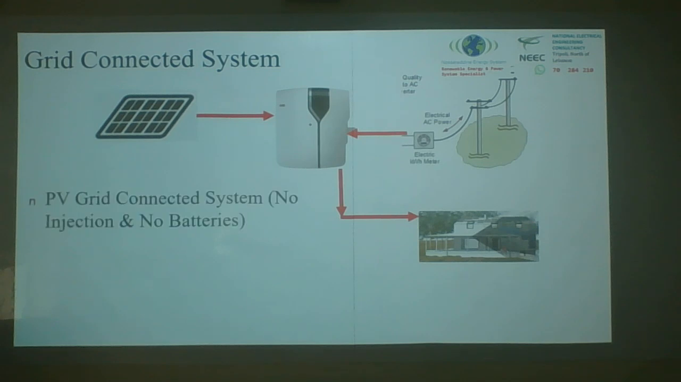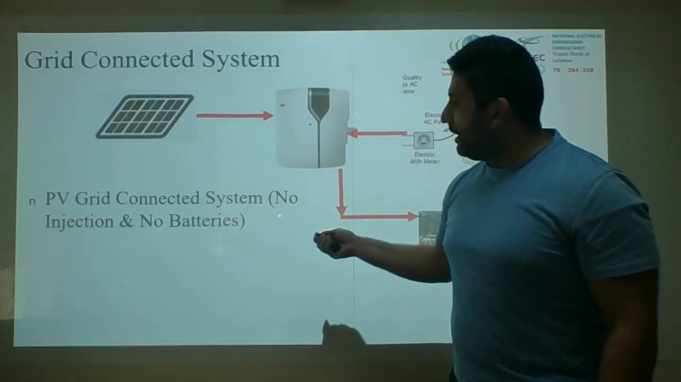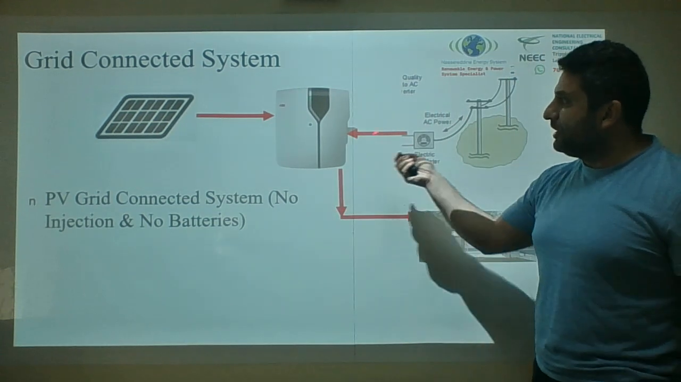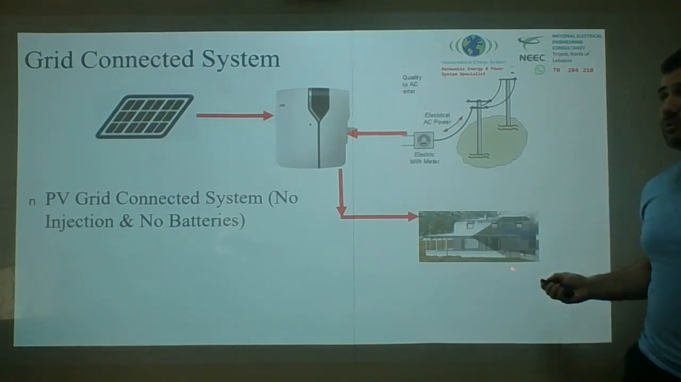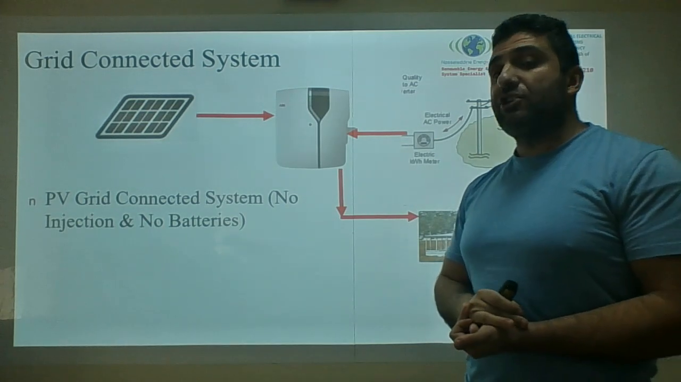I have a grid system with no batteries. So look, I have a system with solar, I don't have an energy storage, I have only the grid or a generator supporting the house. This is known as a PV grid connected system, no injection, no batteries.